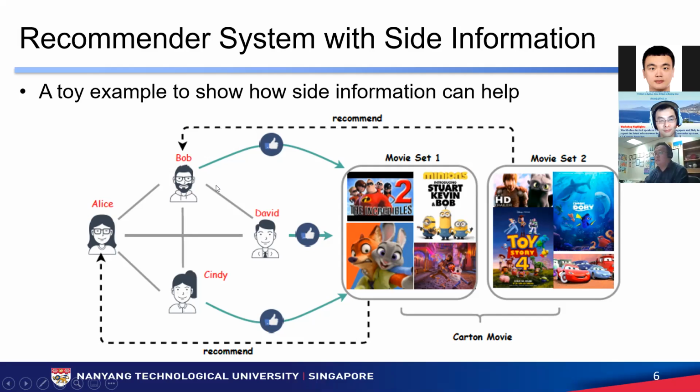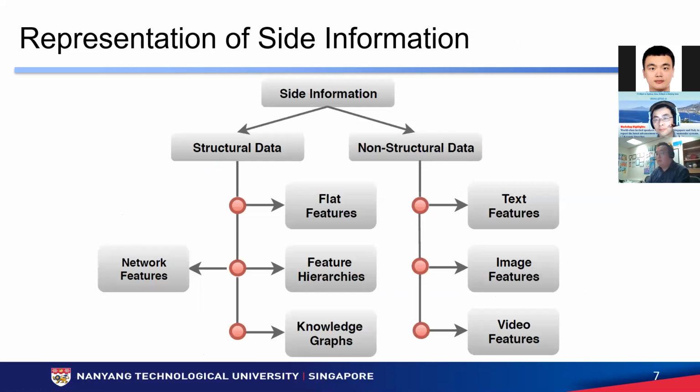Okay, so this is just a toy example to show how different side information can help. If we want to categorize side information, there are just too many different kinds of side information. So here, I want to categorize them based on their different representations.